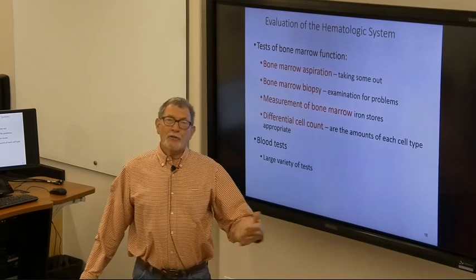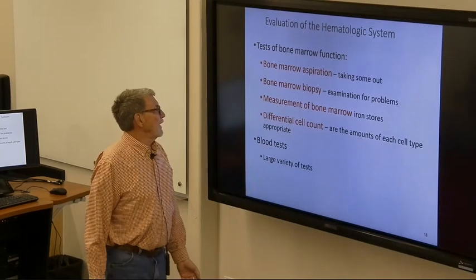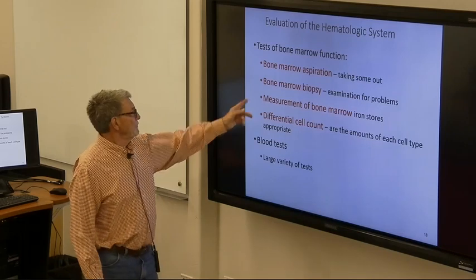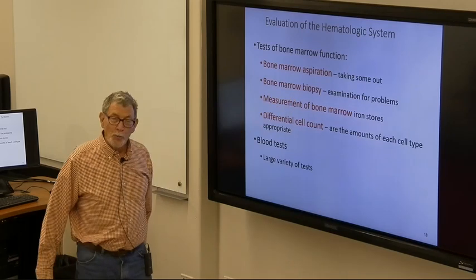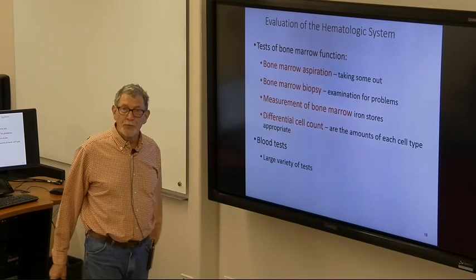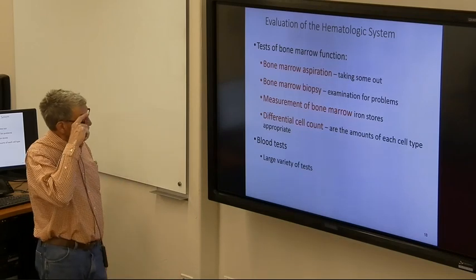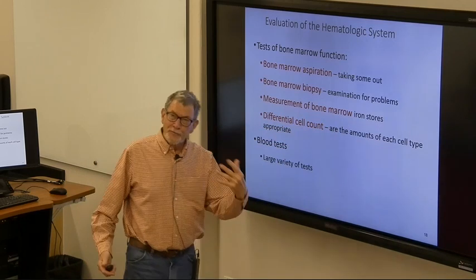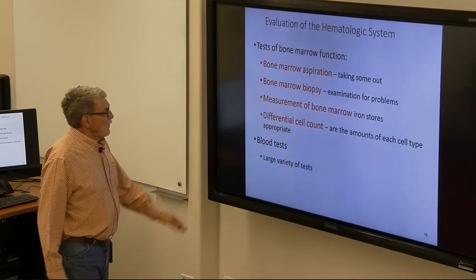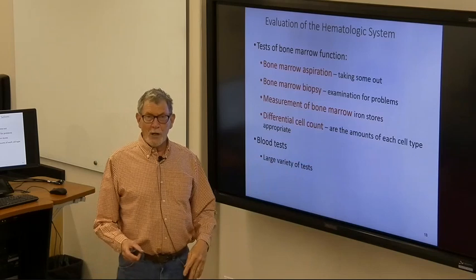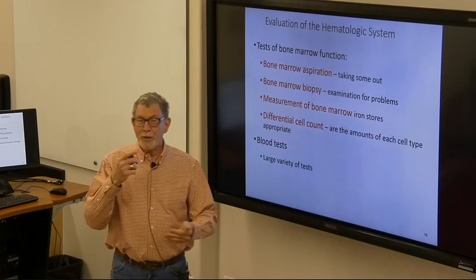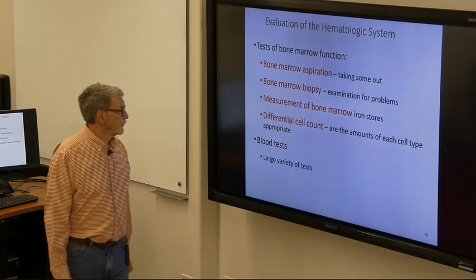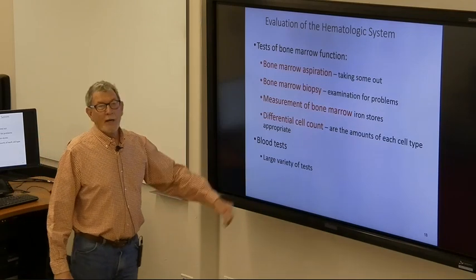How do you evaluate to see if your system is okay? Well, you can take out some bone marrow and examine it under a microscope to see if it has abnormal cell development. You can measure the iron stores and other factors in the bone marrow. You can do a differential cell count to see how many red blood cells you have compared to neutrophils, eosinophils, basophils, and a lot of blood tests.